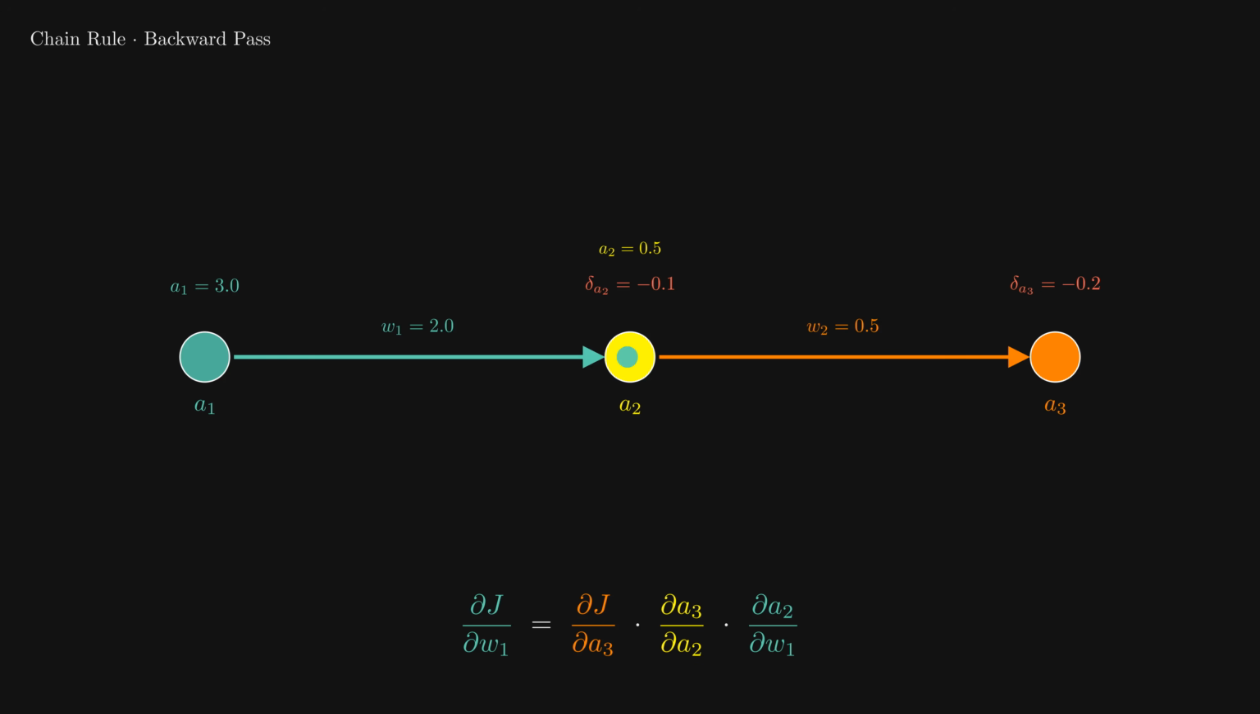We continue backward to weight 1. Its gradient equals the incoming error multiplied by the raw input it received. If the input A1 is 3.0, the final gradient for weight 1 is negative 0.1 times 3.0, negative 0.3.